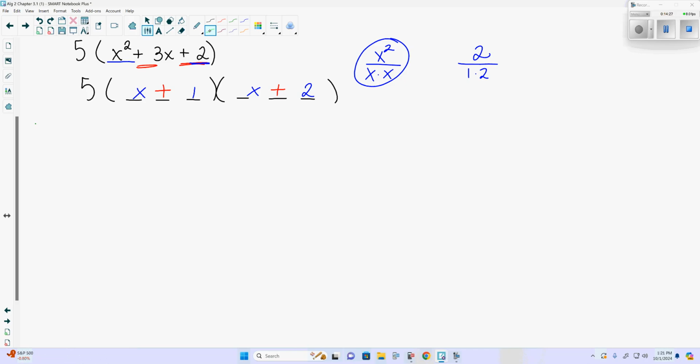Which numbers are probably going to work better with different circumstances, or how the numbers come out. So we know which ones are more likely to work. Now, the last step is to check. And that's why we don't have to focus too much on which one's going to be right and which one's going to be wrong, because we're going to check it to make sure we factored it correctly.